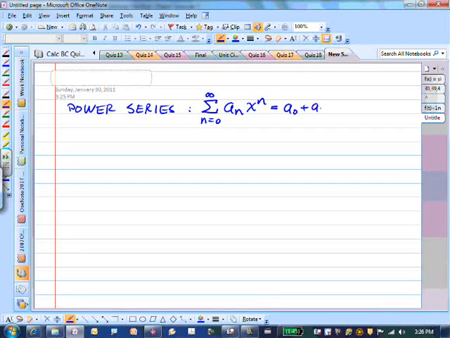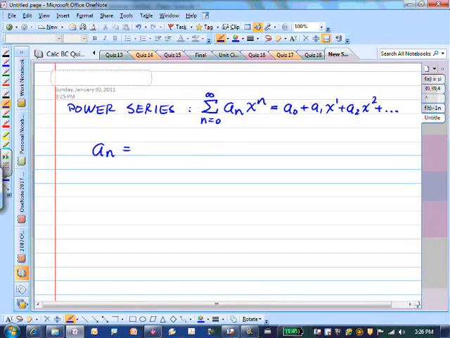So a0, a1 x to the first, a2 x squared. If you notice, Taylor-Maclaurin series are just a very specific form of power series, except that in the particular case of Taylor-Maclaurin series, the coefficients in front of the x's are determined by the nth derivative at 0 over n factorial. Okay, but power series are a much more general form.